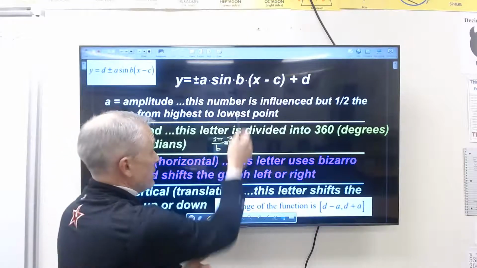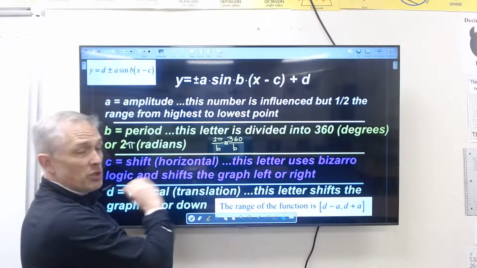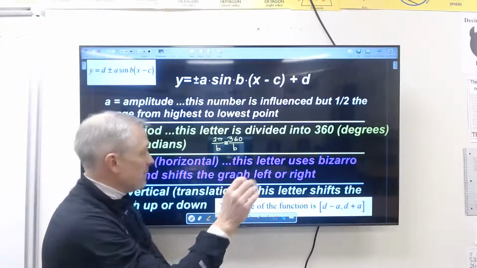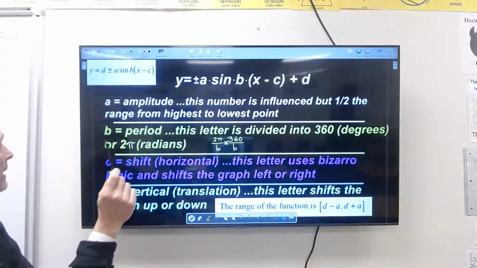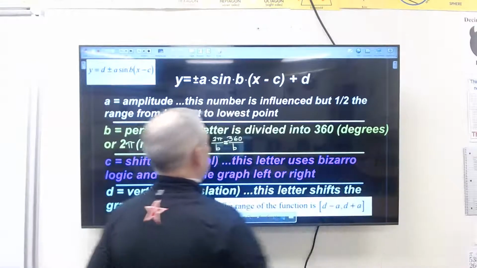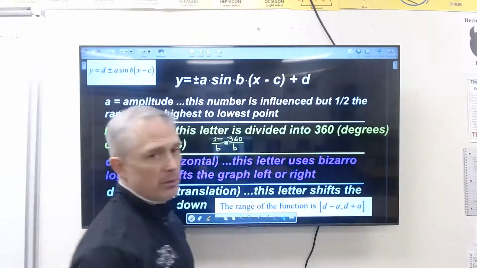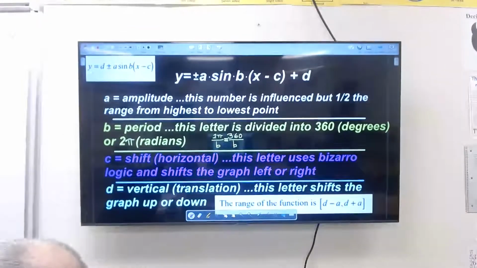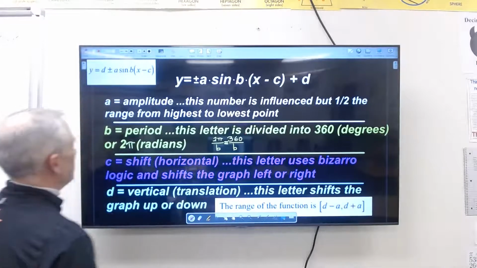Now if they give it to you in degrees, you need to use that number when you divide. If they give it to you just as a regular number and there's no degree symbol, then you divide 2 pi by that number. It's 2 pi radians or 360 degrees. Assume radians unless there's a degree symbol, which I didn't put on there. I'll make sure I put it on there, that little dot for the degree symbol.